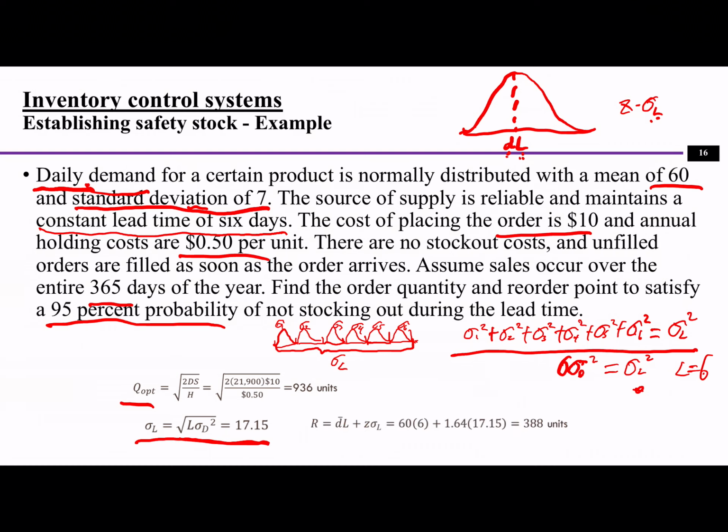And then we can calculate the reorder point, which is daily demand times the lead time, 60 times 6, plus Z, and we know Z is 1.64 because it's 95% probability, times 17.15, which is the standard deviation of the 6 periods. Okay, so this is how we find the reorder point.